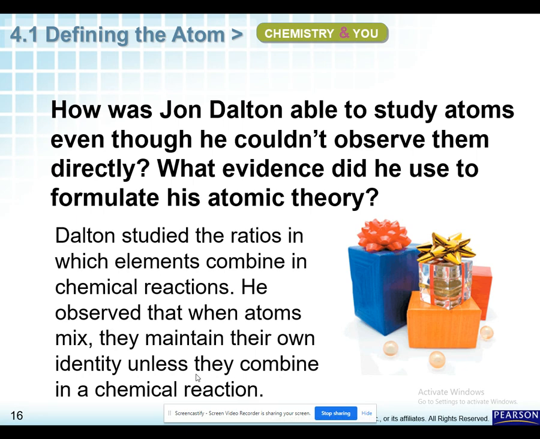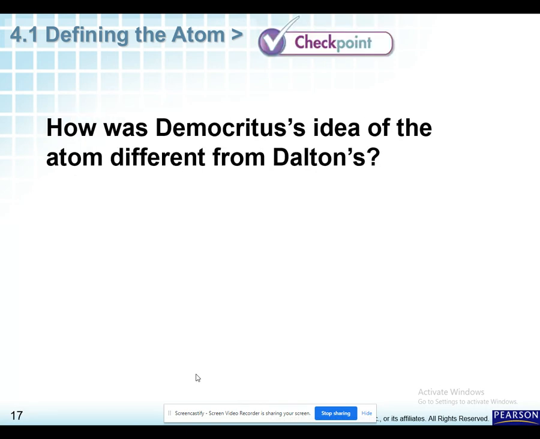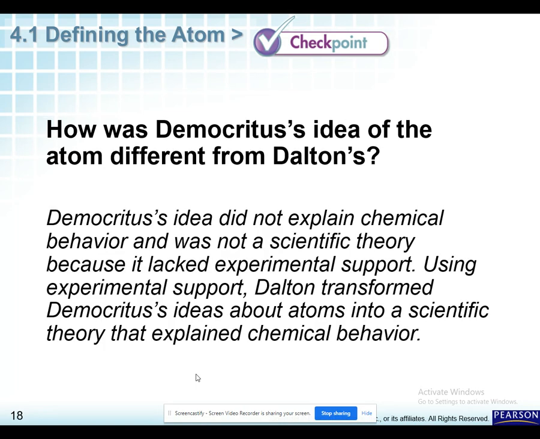And what he did was he observed that when they mixed, they maintain their own identity unless they combined through a chemical reaction. So how was Democritus' idea of the atom different than Dalton's? Well, Democritus couldn't explain any kind of chemical behavior, and he didn't have any experimental support. While Dalton did have experimental support, and yes, he could explain chemical behavior. So in other words, what Democritus couldn't explain, Dalton could.